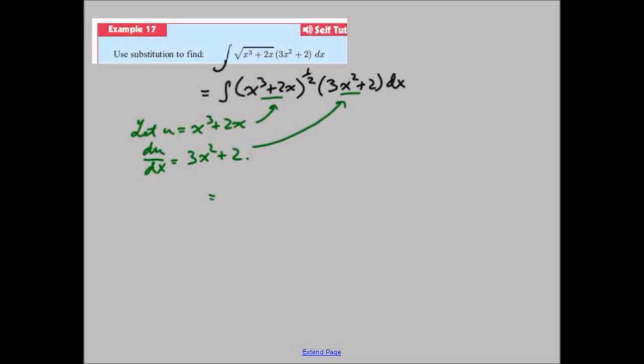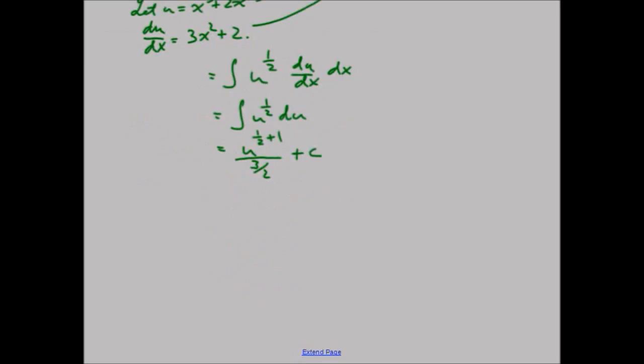All right, so now we have our expression: u to the power of 1/2 du/dx times dx, which can be simplified to u to the power of 1/2 du. We can now integrate that. Add 1, divide by that bigger exponent, and there's our constant of integration. Simplify this, so 2 over 3 u to the power of 3 over 2 plus c.